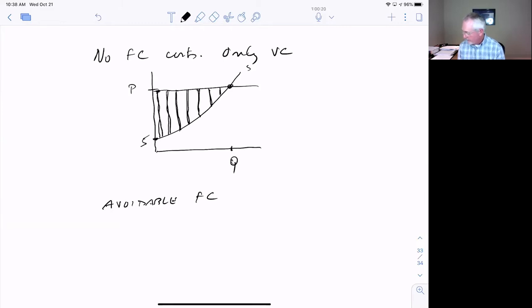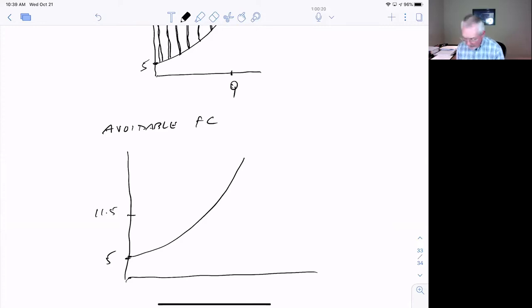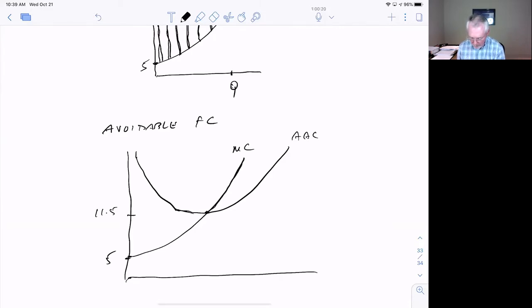So when we have avoidable fixed costs, what did we say? We said that Dan was now only going to produce at a price of 11.5. Here's Dan's marginal cost curve, same as before. And here was Dan's average avoidable cost curve that reached its minimum right there, 11.5. It's not a very good drawing. So this is marginal cost, this is average avoidable cost. And we said this is Dan's supply curve.